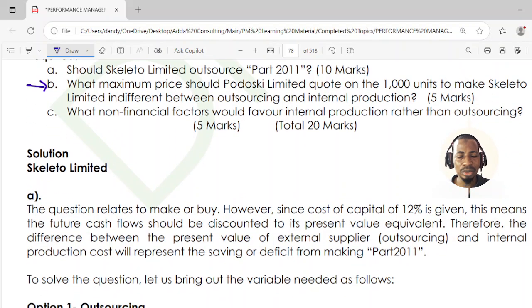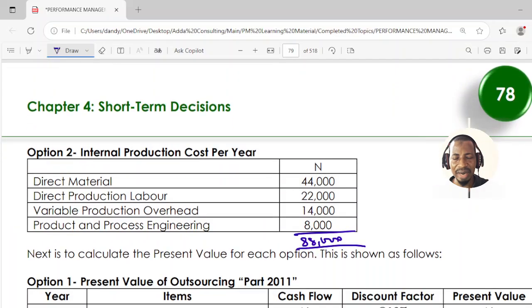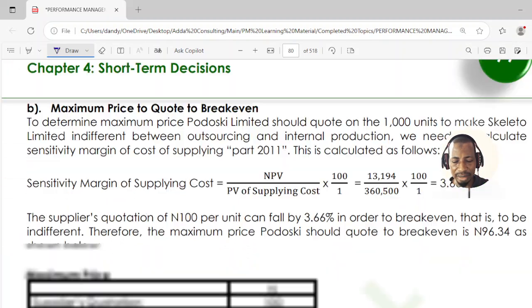There's a formula to get your sensitivity margin, depending on the variable that you want to calculate for. Sensitivity margin is calculated as the ratio of NPV to the present value of the variable. In this case, it will be the NPV of 13,194 divided by the present value of the supplying cost of 360,500. Let's see how I solve that.